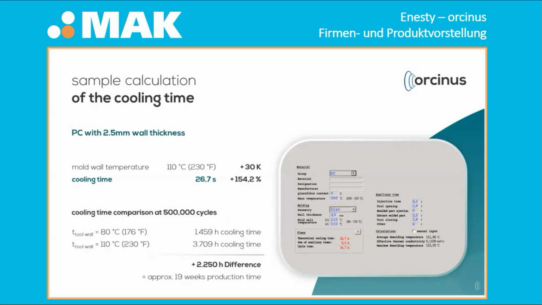And when you look at 500,000 cycles, then it is a lot more: approximately 19 weeks of working time more. So this is the reason why we're talking about the potential of the cooling time, because 19 weeks of working time is, I think you understand, a lot.